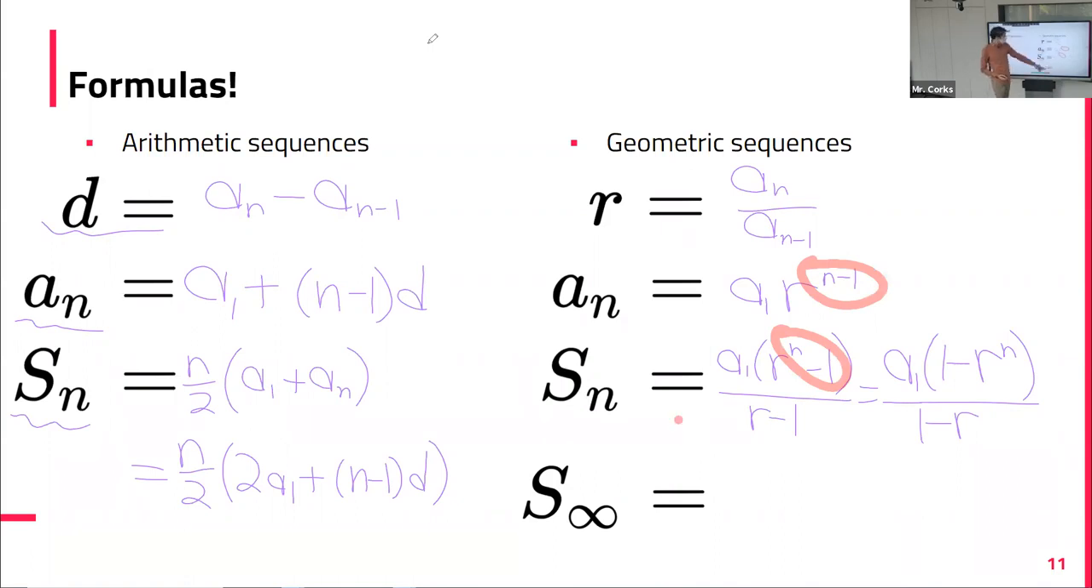What's the difference between these two? So this first one is a little more convenient if the absolute value of r is greater than 1. This one is a little more convenient if the absolute value of r is less than 1, but both will work in any situation. It's up to you.